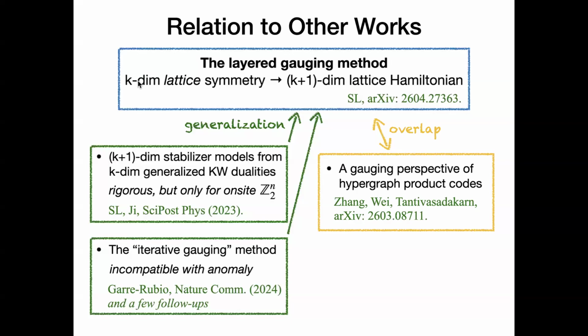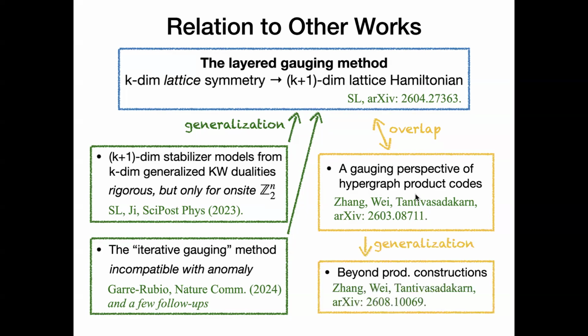If you regard the k-dimensional lattice system, recall that we have some k-dimensional symmetry breaking system, and that can be regarded as a generalization of some classical error correcting code. The layered gauging procedure is basically taking the product of this k-dimensional code with the 1D repetition code. This connection is made more precise in this paper. I think Nat also has a generalization of this construction beyond the conventional product constructions, and this paper was just posted a few days ago.